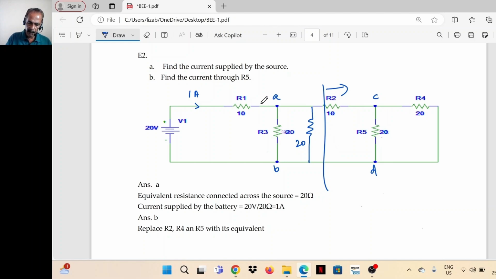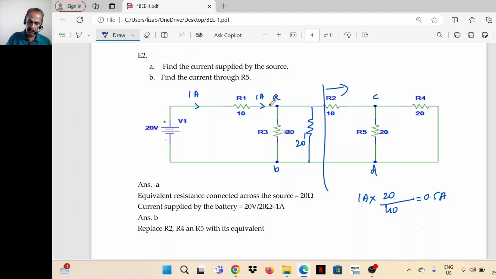Now 1 ampere is the current coming to junction A. It will divide between R3 and this 20 ohm resistor. R3 is 20, this is also 20. So use the current division formula. So incoming current 1 ampere into, we have to find out the current through this resistor because we have to pass it on to the right. Ultimately, you have to find the current through R5. So we have to find the current through this 20 ohm resistor. That is 1 ampere into opposite side resistance R3, that is 20, divided by sum R3 plus this 20, 20 plus 20, 40. That's equal to 0.5 ampere.